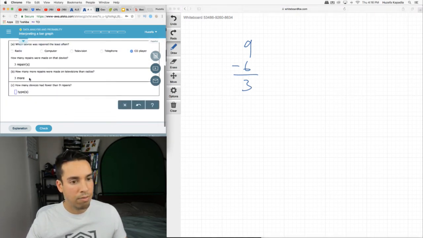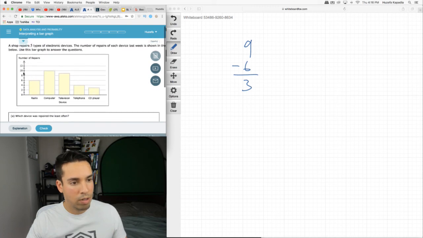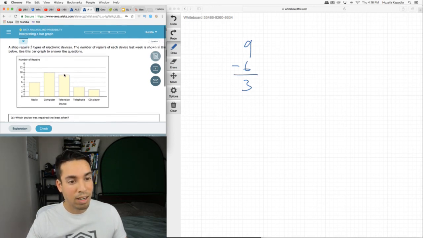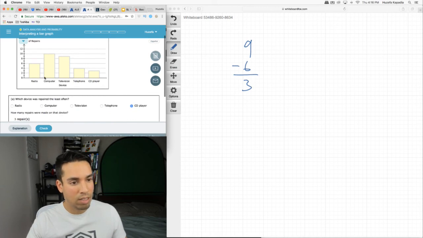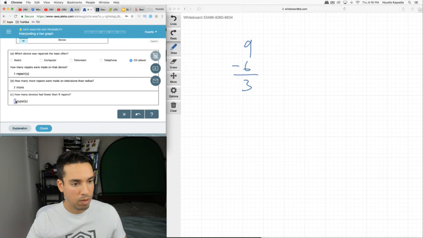And how many devices had fewer than 9 repairs? Well, everything that's going to be below this mark. Computer. It does not fall in that category. Television, I don't think it falls in that category because it's at 9. So we don't count this. Anything below 9. So we got radio, telephone, CD player. So that's 3.